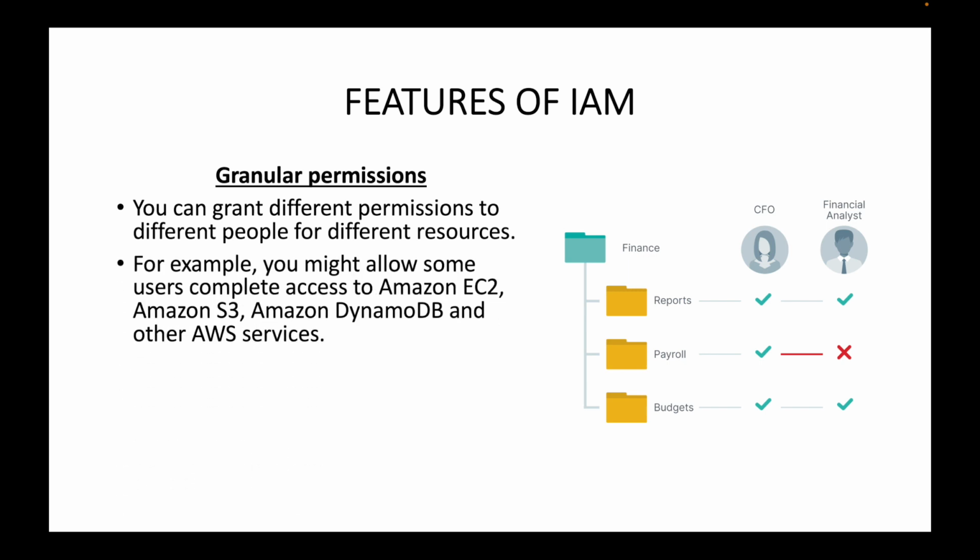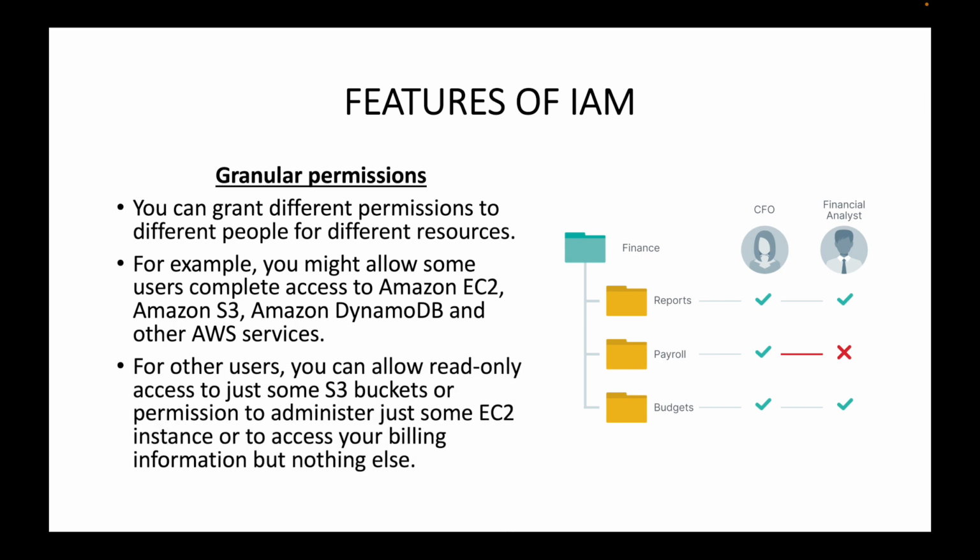For example, you might allow some users complete access to the EC2 service, S3 service, DynamoDB, and other AWS services. For other users, you can allow read-only access to just some S3 buckets, or permissions to administer just some EC2 instances, or to only access your billing information but nothing else. So you can control what level and what kind of permissions you want to give to your users by making use of this IAM service.